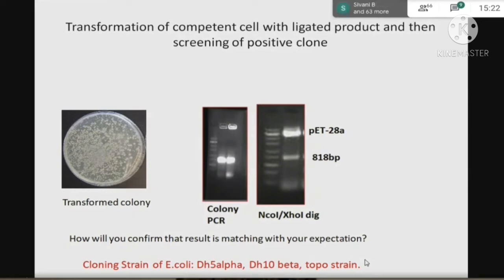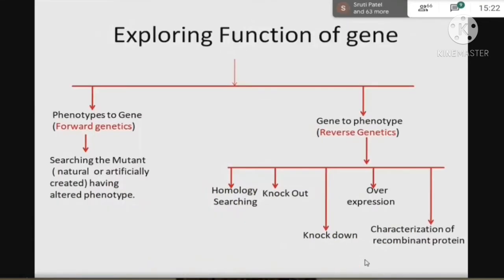PCR based cloning. Yes, sir. If you have any queries, any questions, you can ask. Yes, sir.